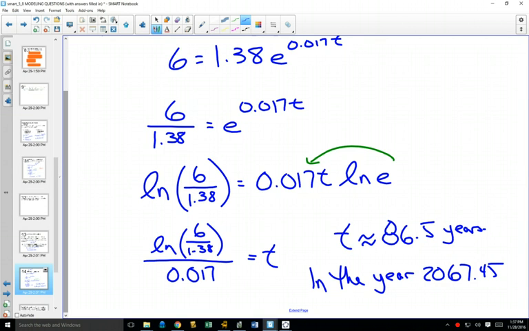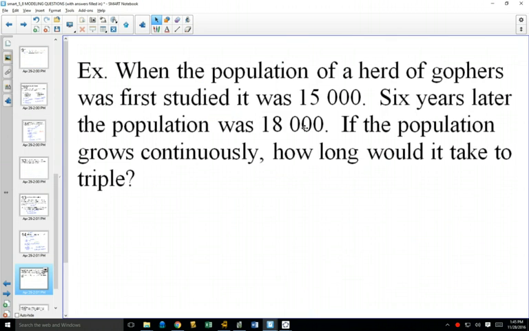Are these accurate? When I made the question, I think I made up the numbers. When the population of a herd of gophers was first studied, it was 15,000. 6 years later, it was 18,000. If it continues to grow continuously, how long would it take to triple?